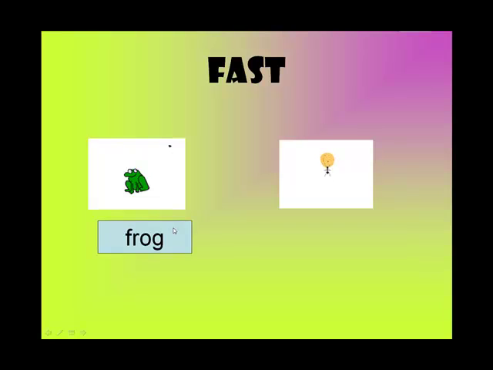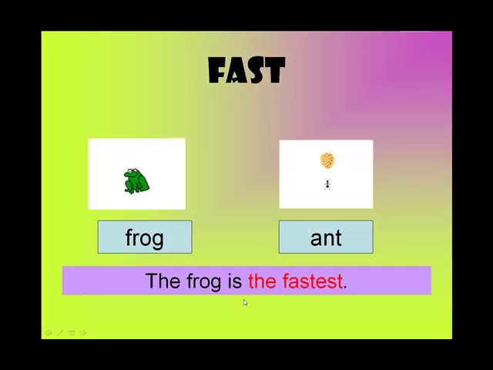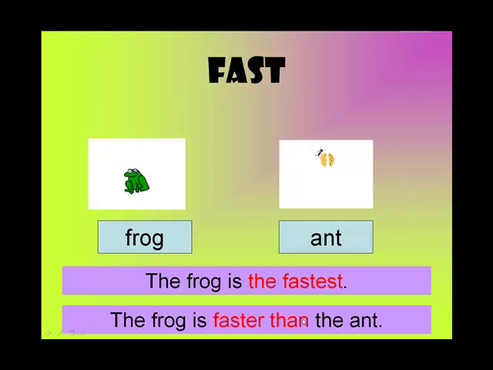This one's going to be a frog. This one's an ant. And let's compare them, okay? Using fast. Obviously, the frog is faster, okay? And again, the frog is the fastest. So, first sentence is the superlative. I think the superlative is easier, okay? The frog is the fastest. Among the two, between the two animals, the frog is the fastest, superlative. And if you compare one and the other, the frog is faster than the ant. Okay? This is the comparative.